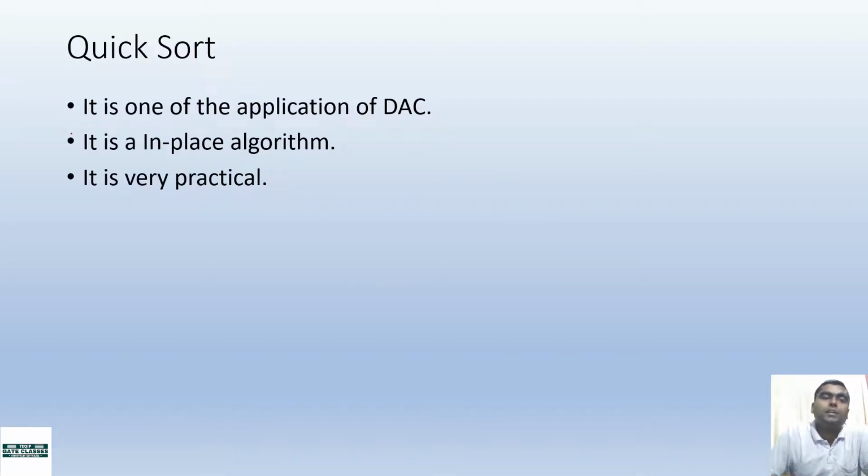So basically it is one of the applications of the divide and conquer strategy. First of all, what is the divide and conquer strategy? It divides the bigger problem into smaller problems. Then recursively it solves the subproblems and finds the solutions, and finally combines the solutions of the subproblems to find the solution for the original problem.